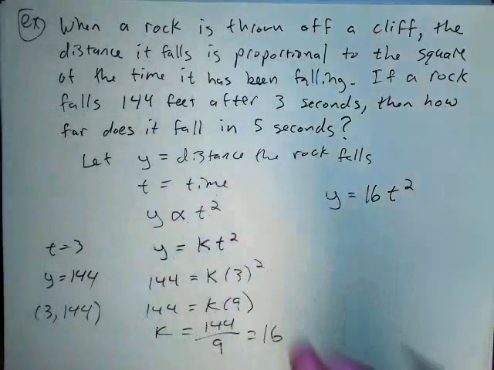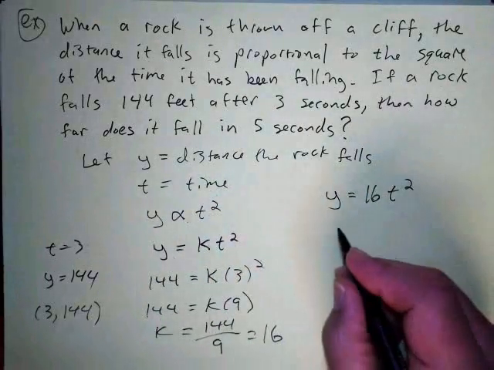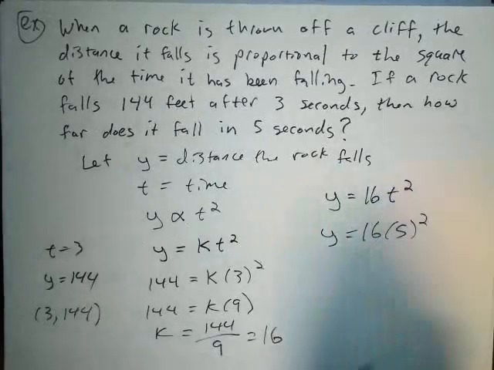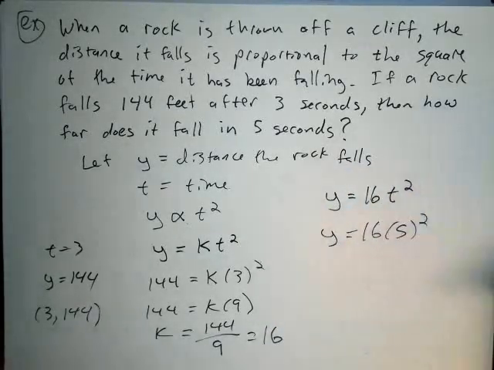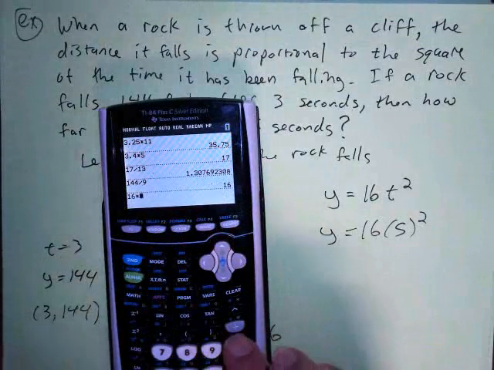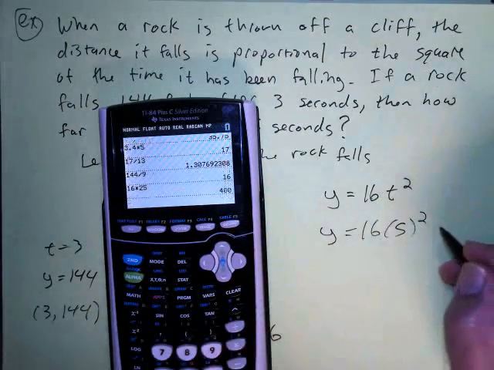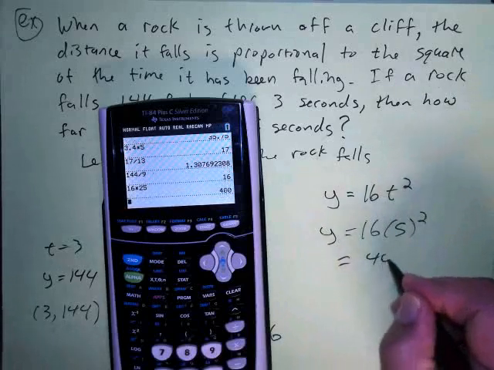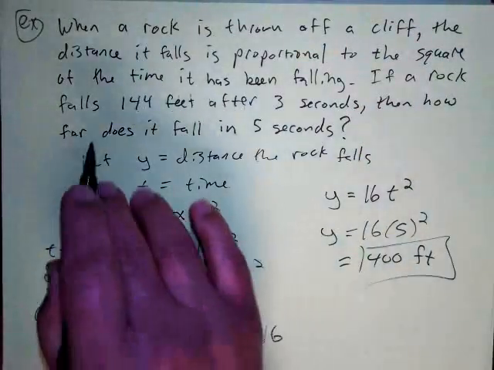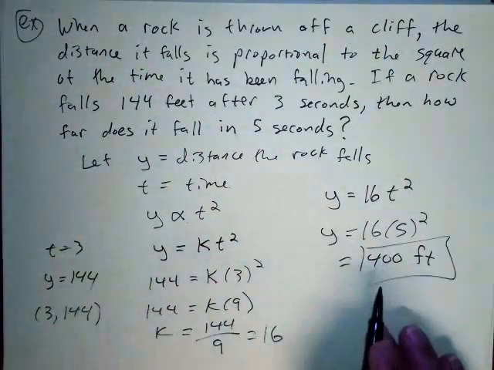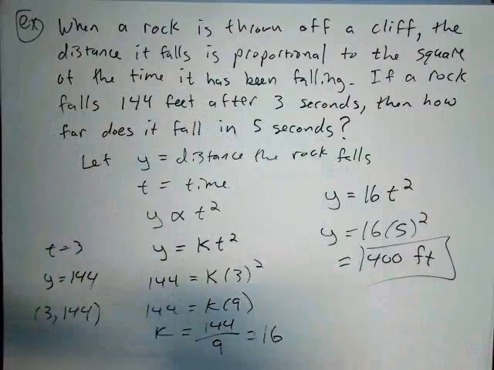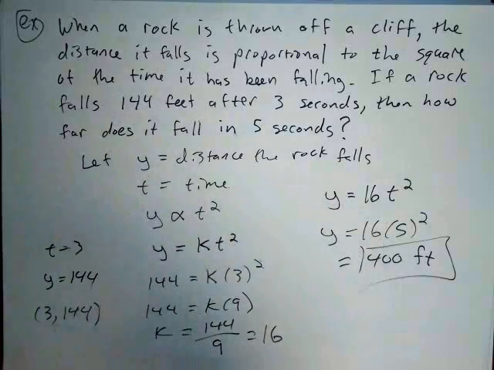Okay? So now it wants to know how far does it fall in 5 seconds. So now I can just plug in 5 seconds, right? Like that. And so I really get 5 squared is 25, so 16 times 25 is 400 feet. Okay? So if it falls 144 feet after 3 seconds, it actually falls 400 feet after 5 seconds. So that rock is speeding up as it falls, isn't it?